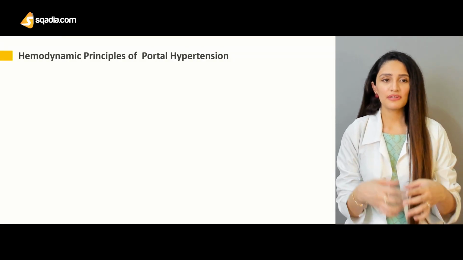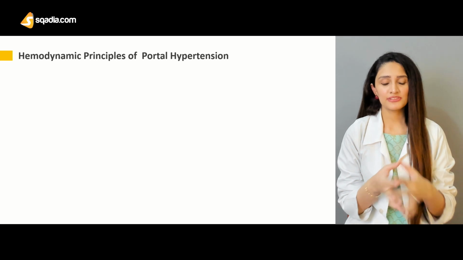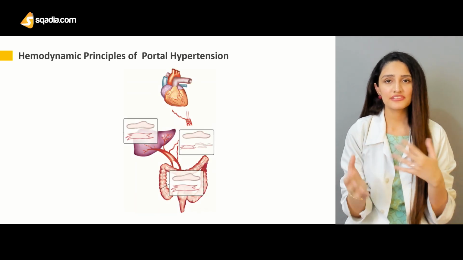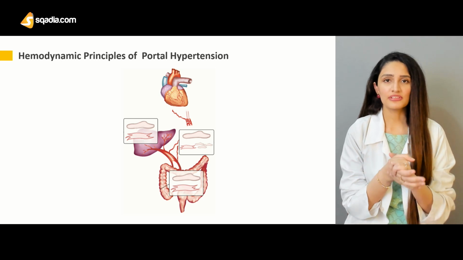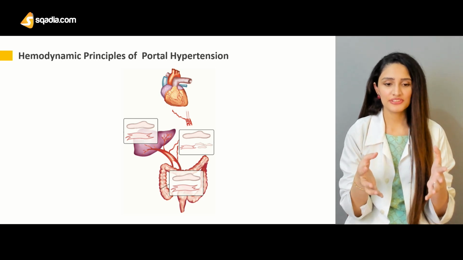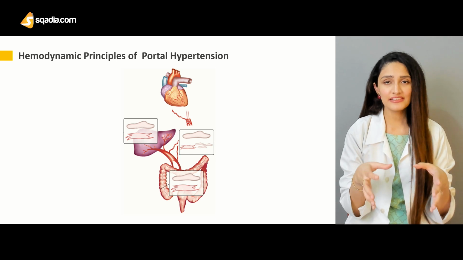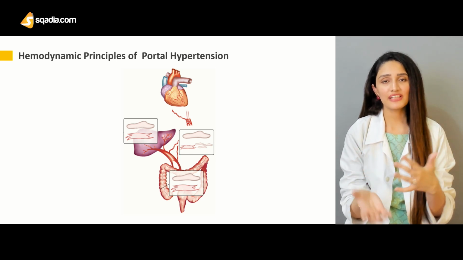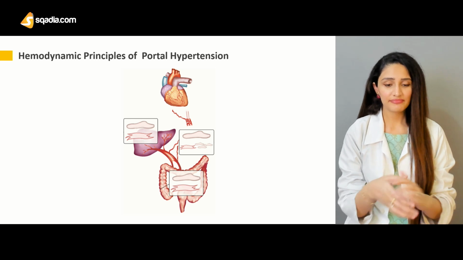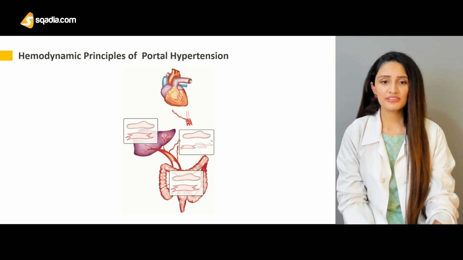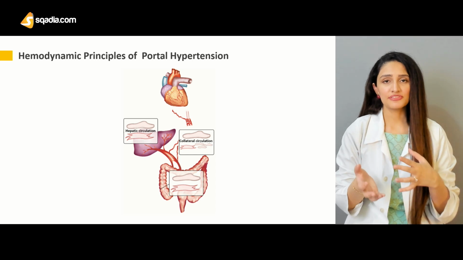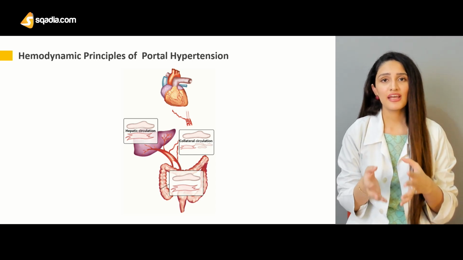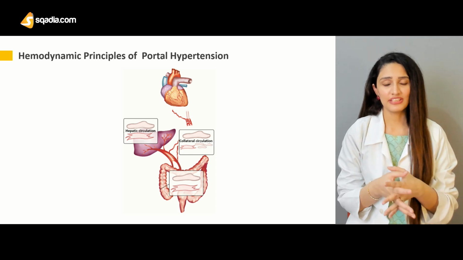If we talk about the hemodynamic principles of portal hypertension, this is the vascular distribution of portal hypertension, and there are different sites of action of the portal pressure and the drugs that we are going to be giving. First of all, if we talk about the circulation, we've got the hepatic circulation, the collateral circulation, and the splenic circulation.